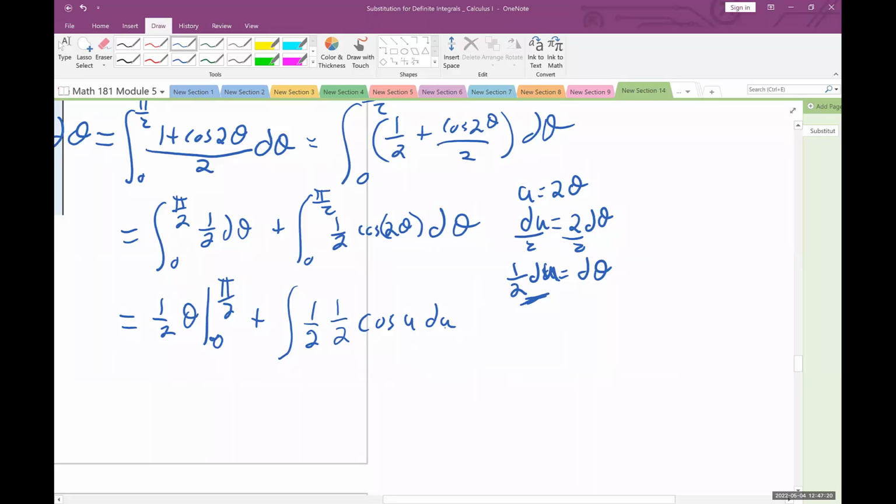Now let me ask you this. If u equals 2 theta, what is u of pi over 2? That's going to be 2 times pi over 2. What's 2 times pi over 2? Pi. Okay, so the upper limit is pi. How about u of 0? That's 2 times 0. What is 2 times 0? 0, yeah.